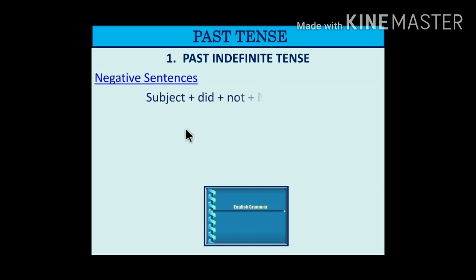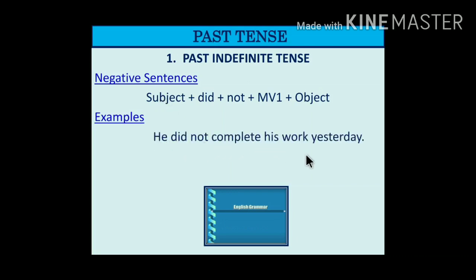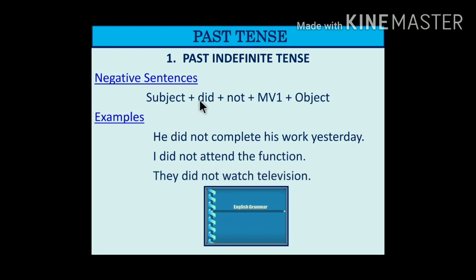Then we talk about negative sentences in past indefinite tense, wherein the action was done in the past but we are not sure whether the action is complete or not complete. Indefinite, it is just an introduction of a negative word. For example, he did not complete his work yesterday. He didn't complete his work yesterday. We can also use a contraction over here. Then, I did not attend the function. Just an introduction of not.